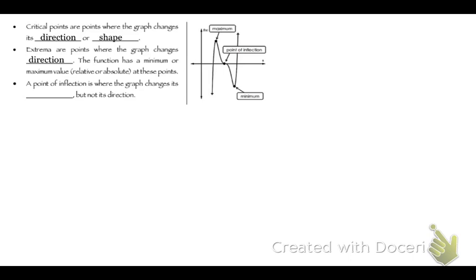Okay? A point of inflection is where it changes its shape, but it doesn't change its direction. So like you're going down, and then you hit a little flat spot, but then you keep going down. Okay, that's a point of inflection.